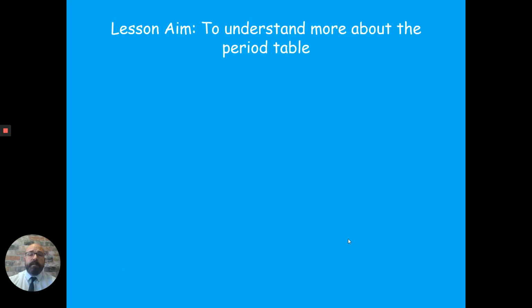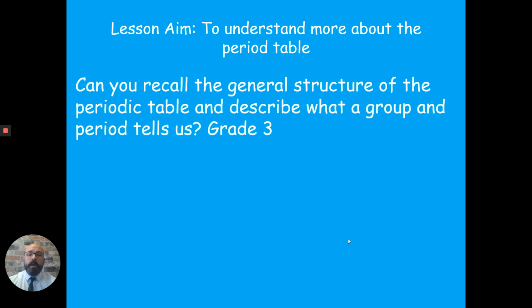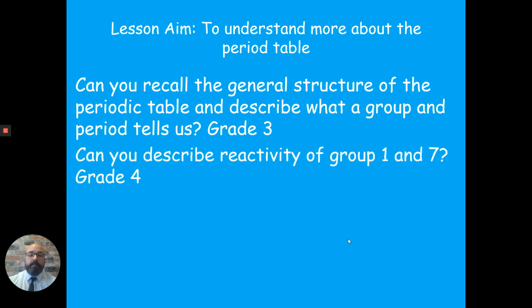So the aim is to understand more about the periodic table. If you can recall the general structure of the periodic table, describe what a group and a period tell us, that's a grade 3. So it's a simple recall, just quoting facts. If you can describe the reactivity of groups 1 and 7, it pushes it to a grade 4. Describing, remember, is just telling the story. What do you know about them? Do they get more reactive, less reactive, and so on?